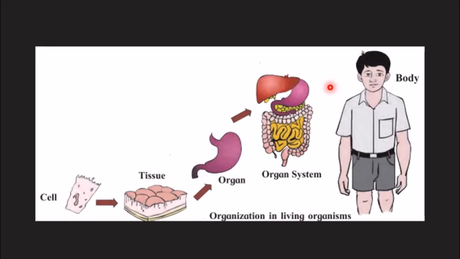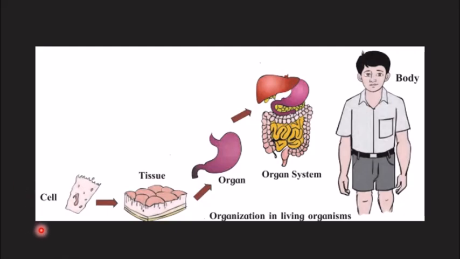Now what is an organ system? For example, in our body we have the respiratory system, the digestive system, the excretory system. There are different systems present in our body. These are nothing but organ systems. Together, all the organ systems present in our body form what? They form the human body. So that means indirectly, we are formed from a single cell. So our main building block is what?